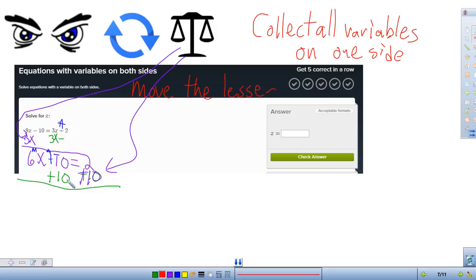And now we're going to just simplify this, and those guys are going to cancel. 2 plus 10 is 12, and then that's equal to 6x. And then just to finish this, we keep repeating this: 6x, that is multiply. I'm going to reverse it by dividing by 6, and I'm going to keep it balanced by dividing both sides by 6, and then I'm going to simplify. So that leaves me with x, and 12 divided by 6 is 2. So my answer is x equals 2.